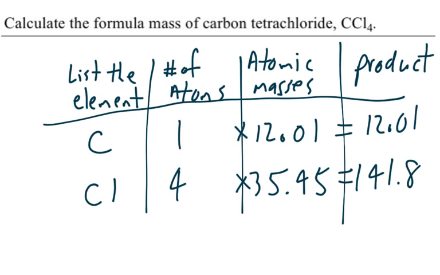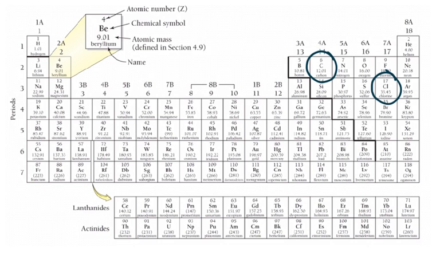When you multiply 35.45 times 4, you're going to get 141.8. Now, once you get that last column filled out, you simply add the last column, and you're going to get 153.81. The units are going to be grams per mole. If it was formula mass, it'd just be AMU, but it would still be 153.81, the same exact answer. So again, use the periodic table to obtain the atomic masses, round them to 2 decimals deep.